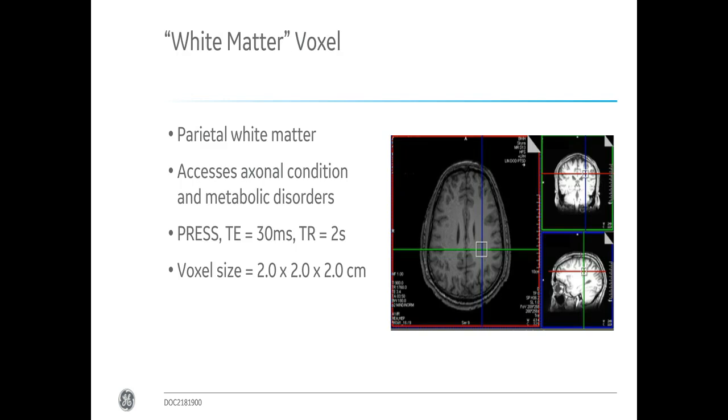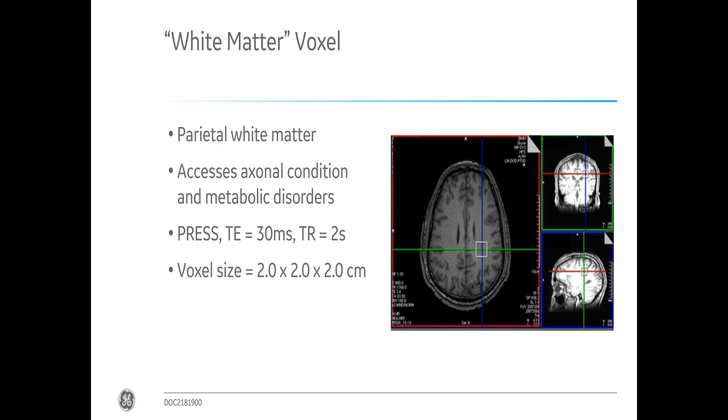So what is a typical white matter voxel? It's the parietal white matter here. Also, please look at all 3 locations so that you don't get too close to the skull or other structures. So you can access axonal conditions and metabolic disorders with a white matter voxel.